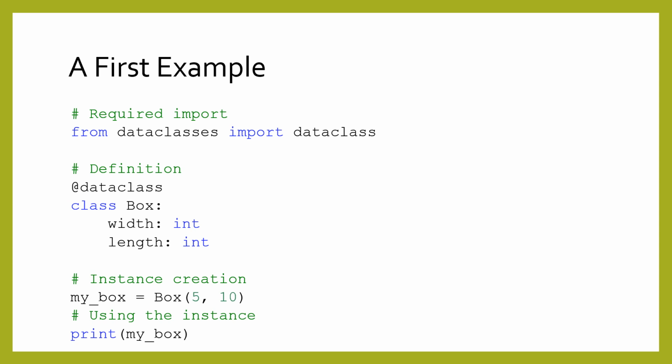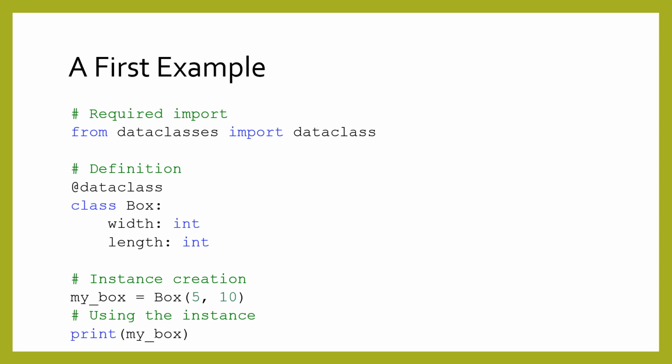Let's take a look at an example data class. First, we must import a decorator from the data class's module. Then we create a definition for the data class by writing the header and body of the data class. The header requires the decorator, the class keyword, the name of the new data class, and a colon. The body requires that we specify the fields, each on their own line.